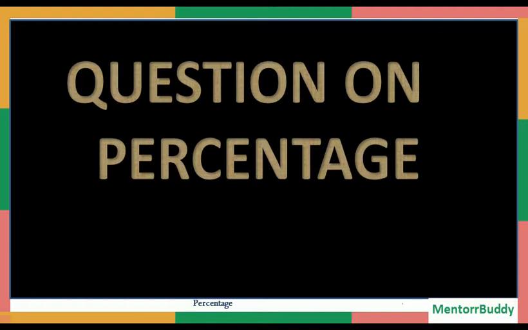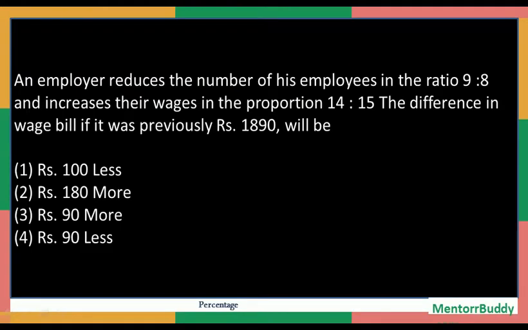Today we are going to discuss a question based on percentage. Coming directly to the question: an employer reduces the number of his employees in the ratio 9 by 8 and increases their wages in the proportion 14 by 15. The difference in the wages bill, if it was previously 1890 rupees, will be how much more or less? The options are rupees 100 less, rupees 180 more, rupees 90 more, or rupees 90 less.